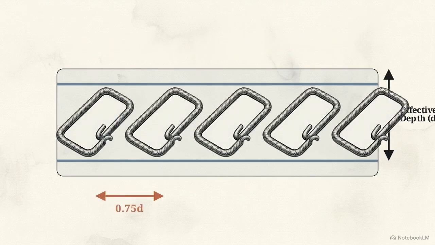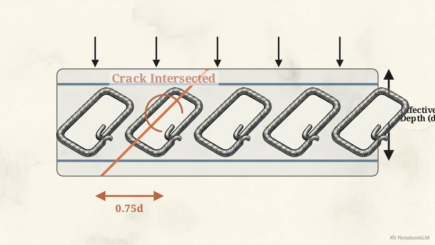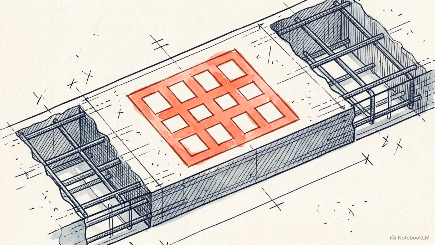By adjusting the stirrup spacing to exactly 0.75 times the effective depth, or D, we create an unavoidable geometric constraint. A 45-degree crack is now physically forced to intersect at least one steel bar. Therefore, the maximum permitted spacing for a beam stirrup is strictly the minimum of either 0.75 D or 300 millimeters.